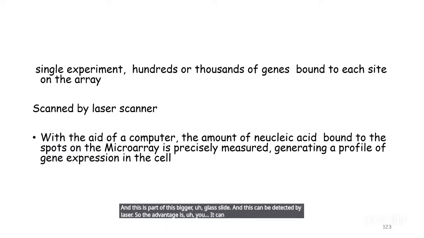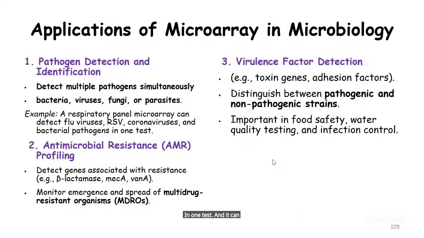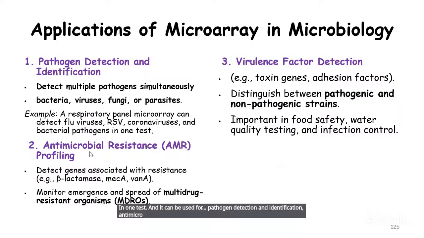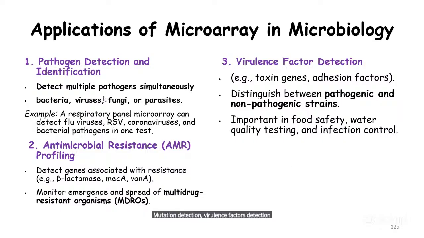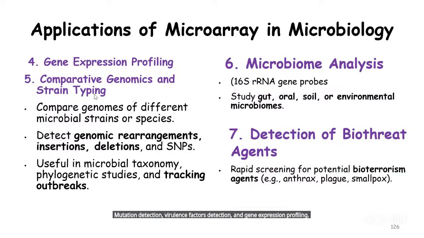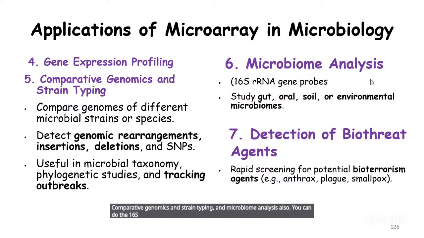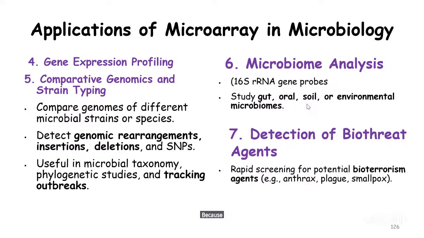it can detect multiple targets in one test, and it can be used for pathogen detection and identification, antimicrobial resistance profiling, mutation detection, virulence factors detection, gene expression profiling, comparative genomics and strain typing, and microbiome analysis. Also, you can do the 16S profiling of the whole sample, because it is detecting so many targets at the same time. And it can also detect threat agents.